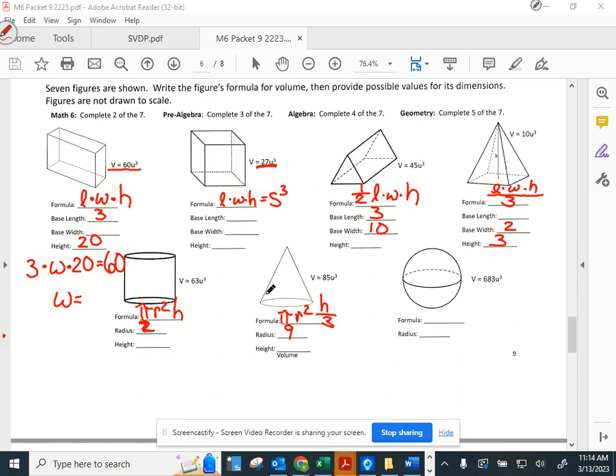And our sphere is 4 divided by 3 pi times r cubed.